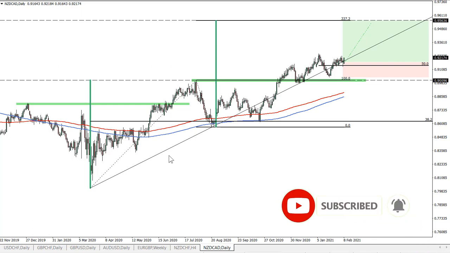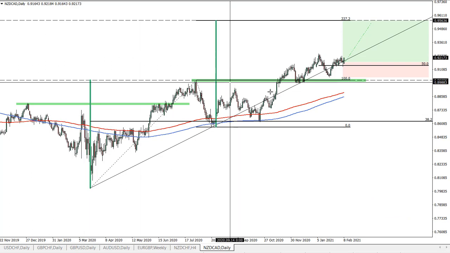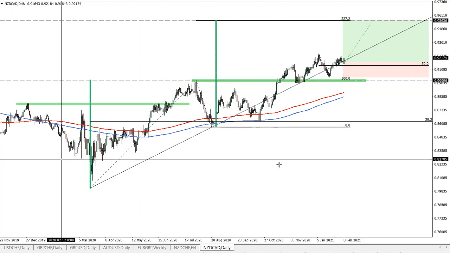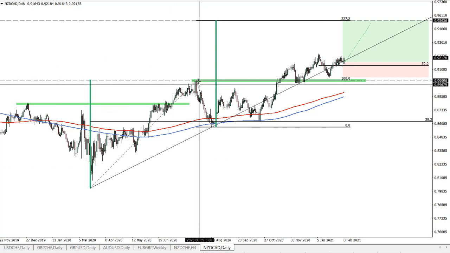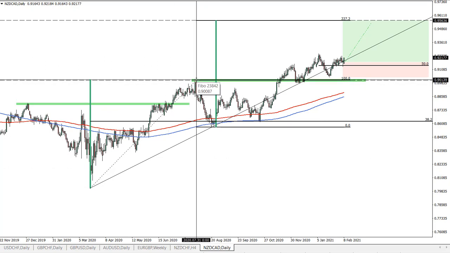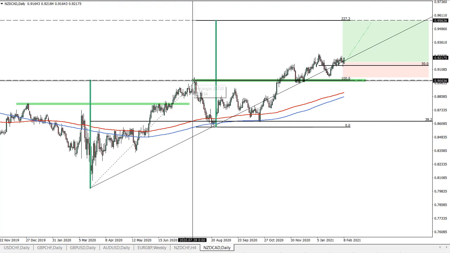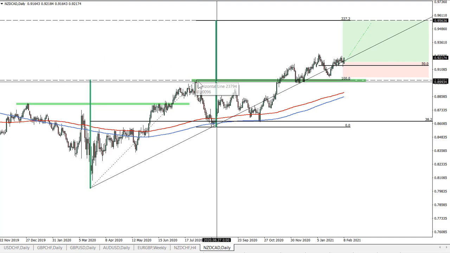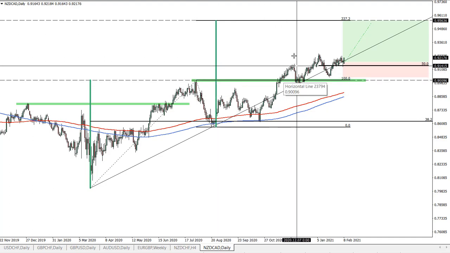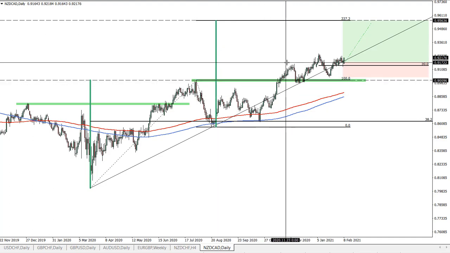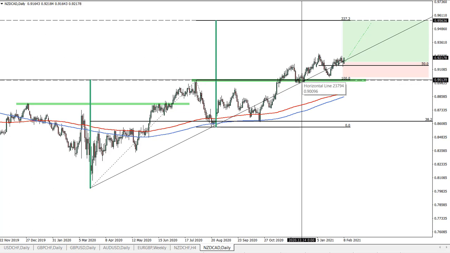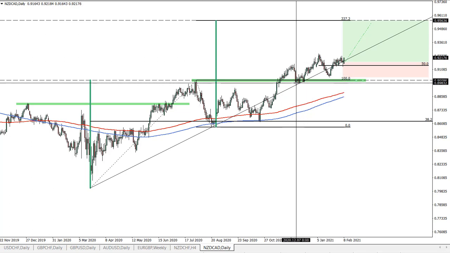So what we have on the NZDCAD is the uptrend. Higher highs and higher lows are being produced. This is very obvious, I think. Recently it broke above the key resistance, which is at the psychological price 0.9. This resistance got broken back in summer, and then we had this break above, a correction down where it was retested. So this resistance became the support and got rejected.